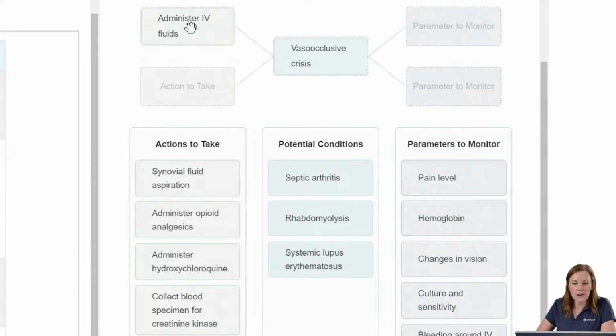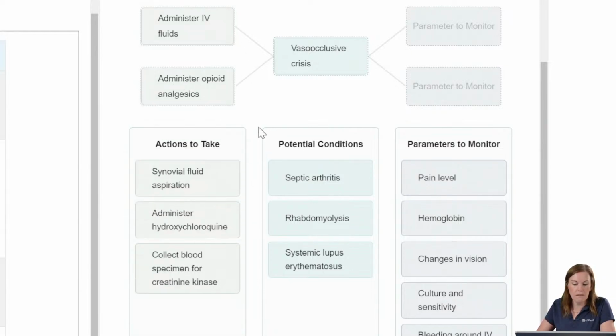So again, priority interventions are going to be administer IV fluids, and then we're also going to want to administer opioids for pain. And again, we'll talk through this a little bit more, but the biggest thing with these fluids is you want to dilute that blood so that those sickled cells can unclump. We want to give them a lot of fluid, and that's going to help a lot with our pain. And the pain with a sickle cell crisis is extreme. It's very, very painful. So we want to manage that. That's going to help bring down some of our vital signs. So with that, let's talk about parameters to monitor. So go ahead and put those in the chat, what you think.